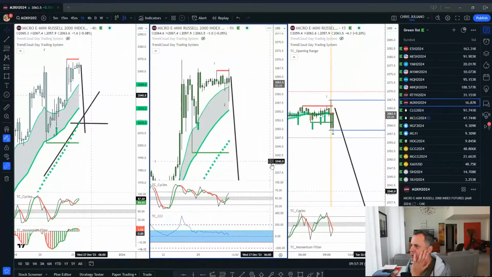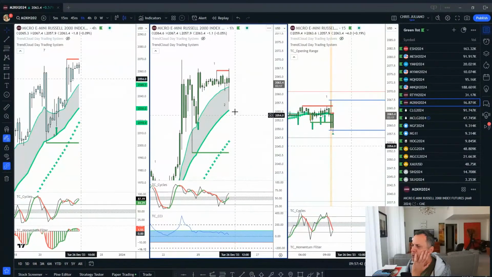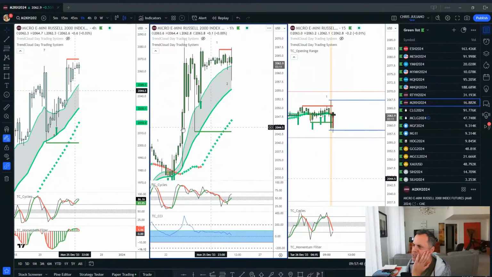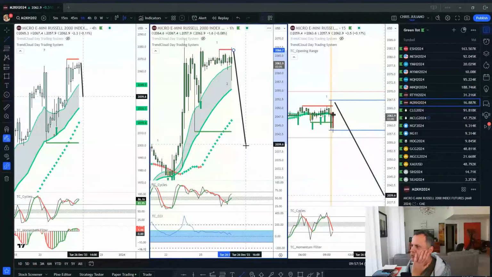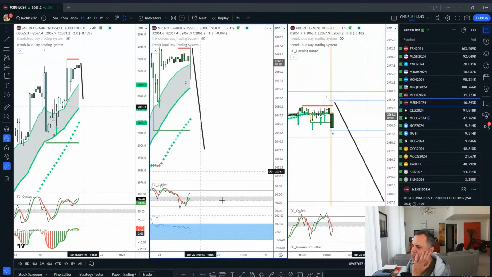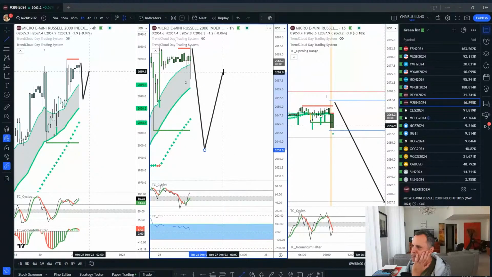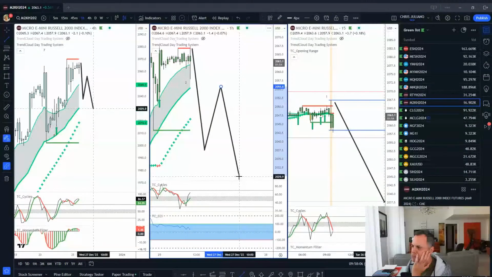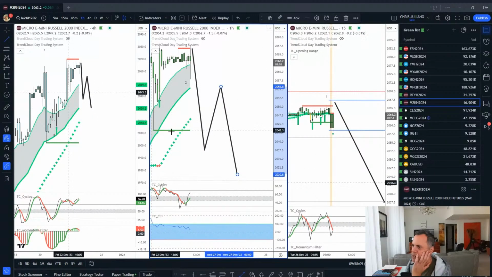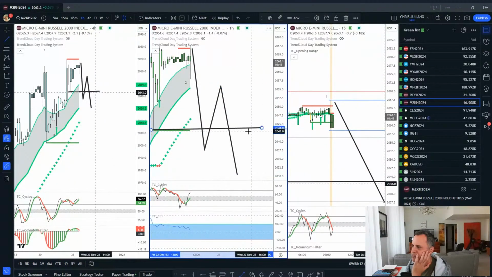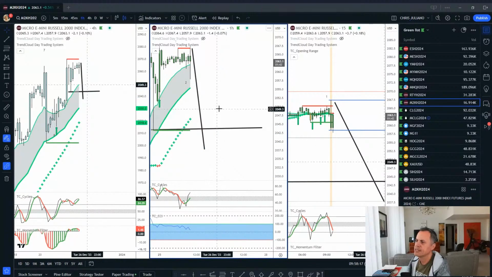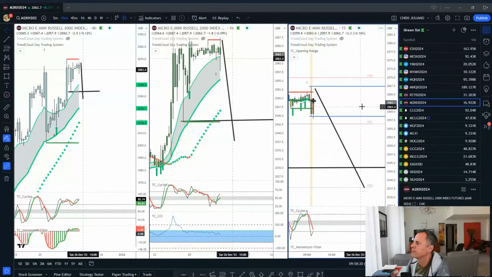So again, we would be looking for some kind of break of structure here. And unfortunately, look where it is. It's all the way down here. So this would actually have to do this before we could take some type of 618 retracement level to the downside. It's got to break through this line here first. That's what has to happen first. Okay?